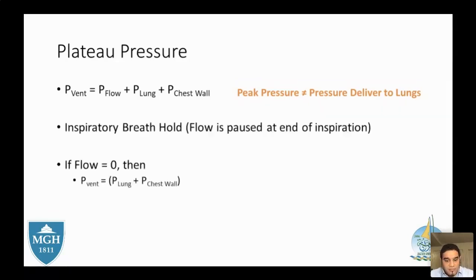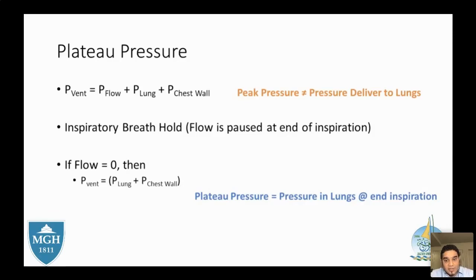However, if flow is stopped at the end of inspiration, which I'm going to show in more pictures so you can understand, called the inspiratory hold breath, pressure can be allowed to equilibrate throughout the rest of the lung system. Then the pressure at the ventilator will equal the pressure in the lungs. This is called the plateau pressure.